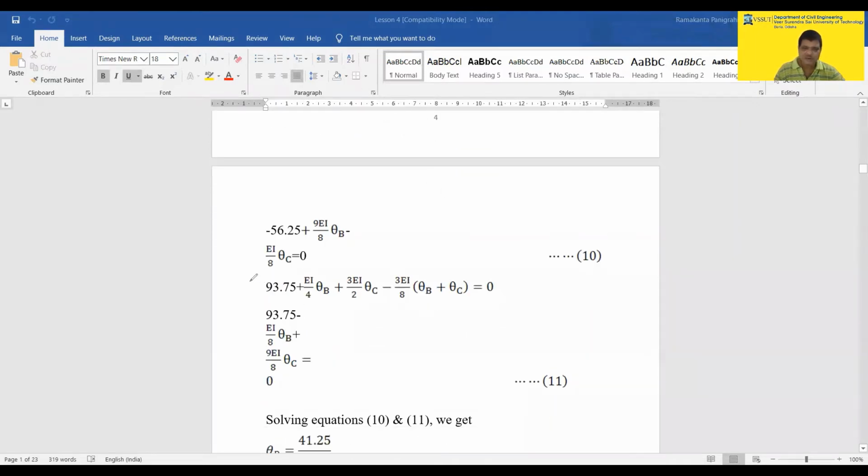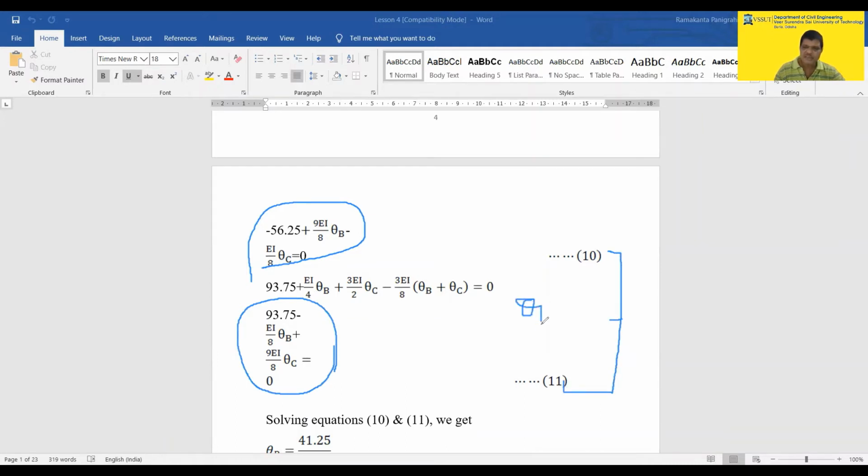So now we got equation number 10, which is in terms of theta B and theta C. And we also got equation 11, which is also in terms of theta B and theta C. Now you have to solve these two equations to get the value of theta B and theta C. Once you find the theta B and theta C value, then go back to equation number 9, where you can put the value of theta B and theta C, and we can find the value of delta.